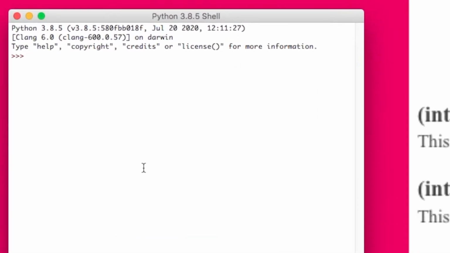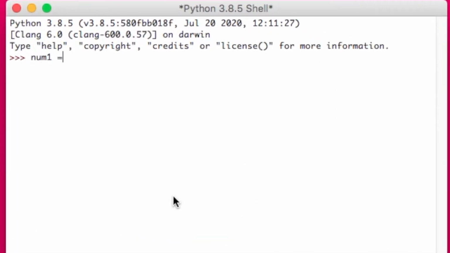So let's create two variables. Num1 is equal to 250 and num2 is equal to 2.5. That's great. Now let us add num1 and num2. 250 plus 2.5 is 252.5, hence the result.